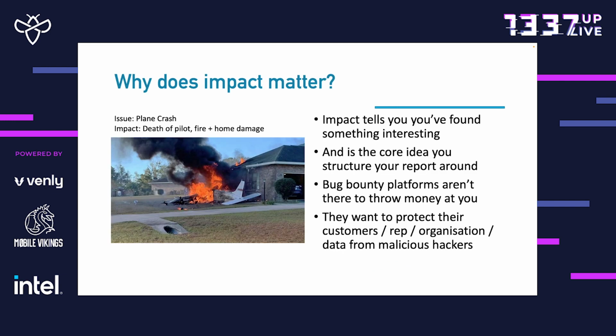But why does impact matter? Impact tells us we found something interesting. So the issue here is there is a plane crash. Okay, that's bad, but there's quite a big range of impacts there. Did it hit a house? Did it hit a random field? Was everyone okay? Did it crash, but ultimately it just had a bad landing? Did it crash near an airport? All of that is the impact, but the issue is still the same. And that's a core idea you structure your report around.